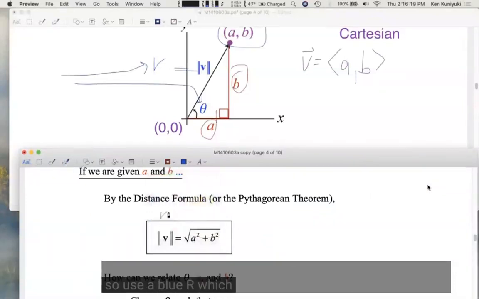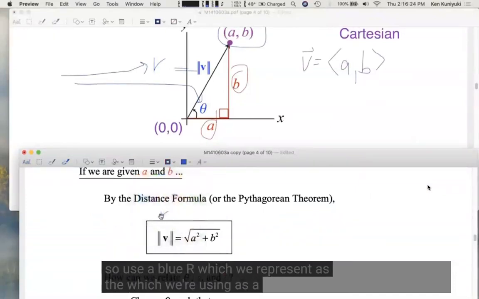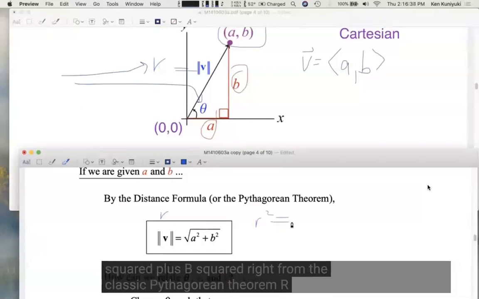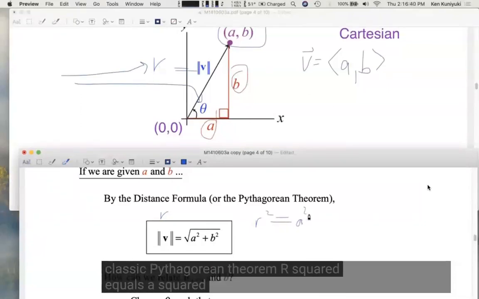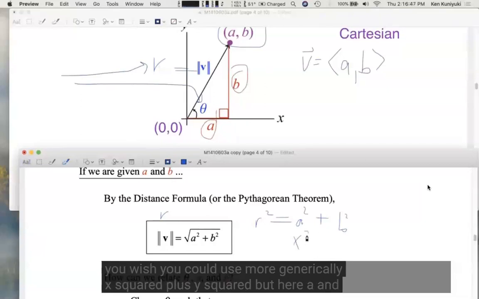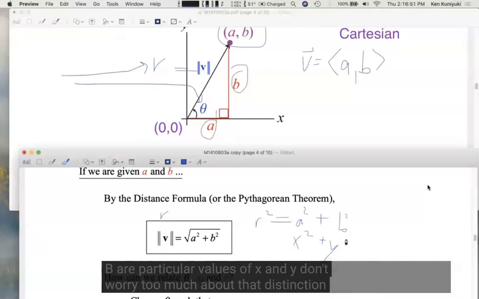r, which we're using as a substitute also for the magnitude or length of v. Remember, you tend to use r more in calculus. R, or the length of v, is given by this, because r squared equals a squared plus b squared, right? From the classic Pythagorean theorem, r squared equals a squared plus b squared. Or if you wish, you could use more generically x squared plus y squared. But here, a and b are particular values of x and y.